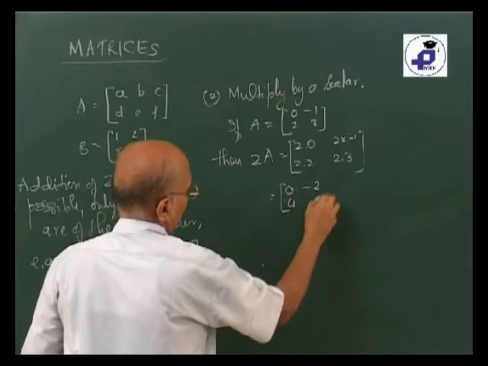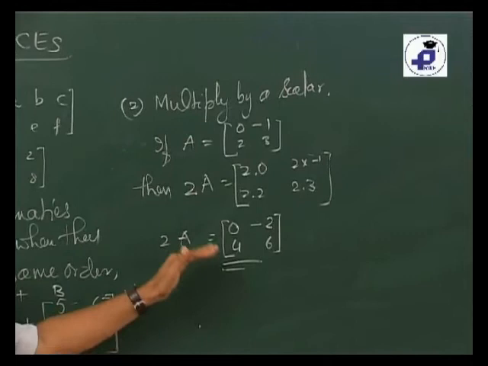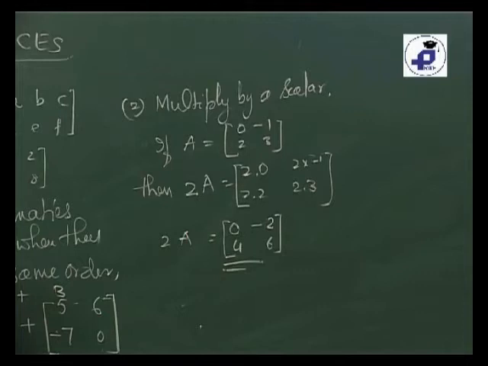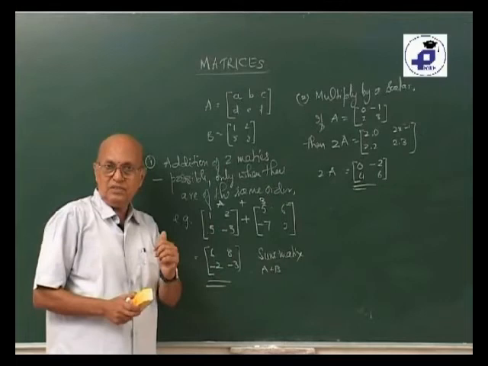Is it clear to you? Only this much. You have to multiply every element in the matrix by the scalar by which we have to multiply. Addition and subtraction are the same type of operations, and multiplication is different. But now the most important thing here is how to multiply a matrix by another one.